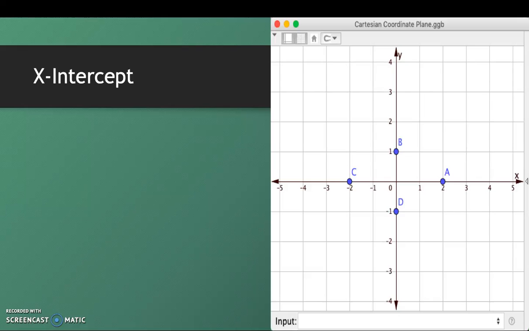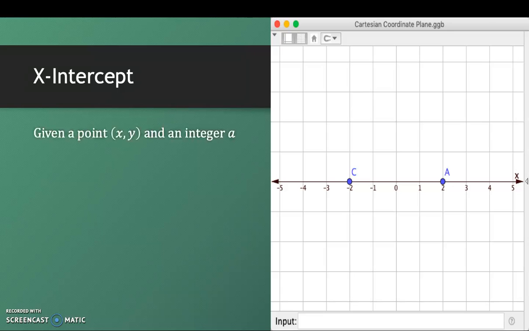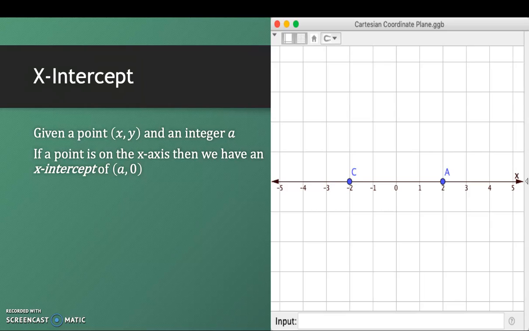We will now observe points that are on the x-axis. For points to be on the x-axis is considered to be the x-intercept. X-intercept: given a point (x, y) and an integer a, if a point is on the x-axis, then we have an x-intercept of (a, 0). For example, points A and C. A is (negative 2, 0) and C is (2, 0), which are on the x-axis.